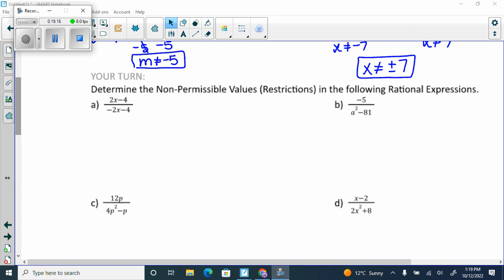So for A, for this particular question, when I ask for non-permissible values, make sure your phones are awake, because I'm not doing this for my benefit. I'm really good at rationals, because I've been doing it since NOM. That's the only reason why I'm really good at it.